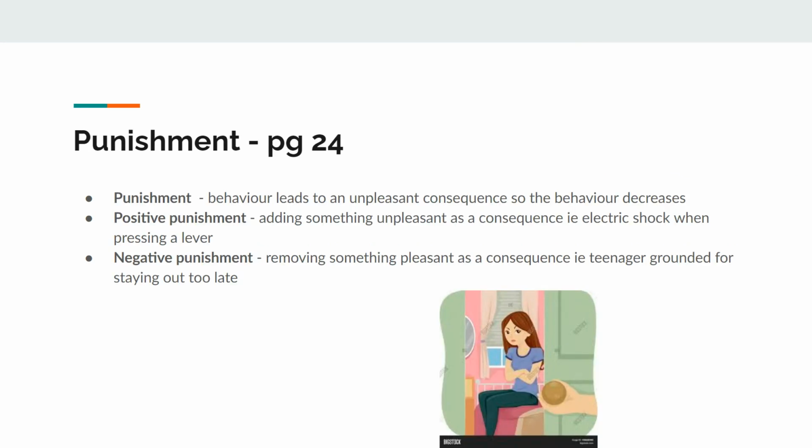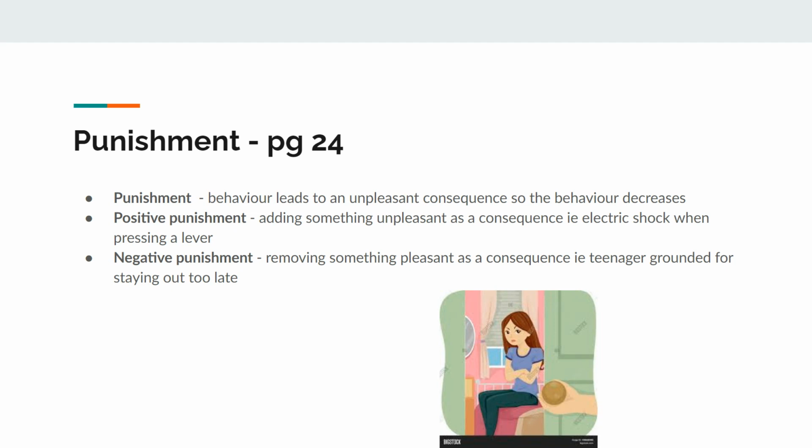Okay, next thing to look at then, again, we're still on page 24, we're looking at punishment. So where we said that reinforcement is anything that increases the likelihood of a behaviour being repeated, punishment is where behaviour is less likely to occur because it leads to an unpleasant consequence. So if you carry out a behaviour and you are punished, you're less likely to carry out that behaviour again, in theory. Again, like with reinforcement, there's positive and negative, and it's just making sure you understand the terms.